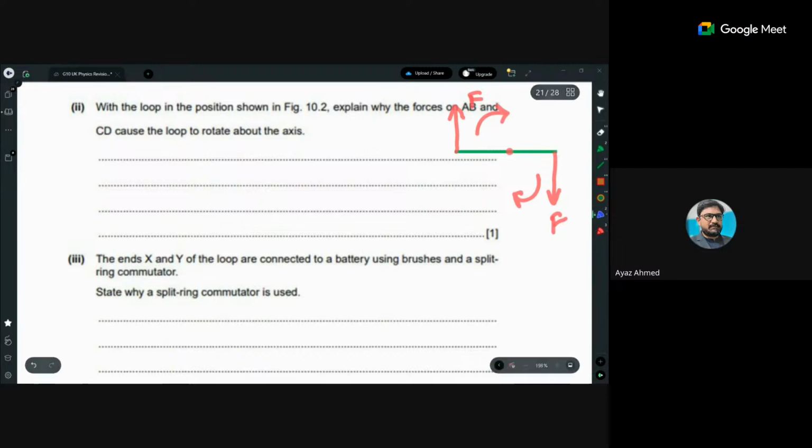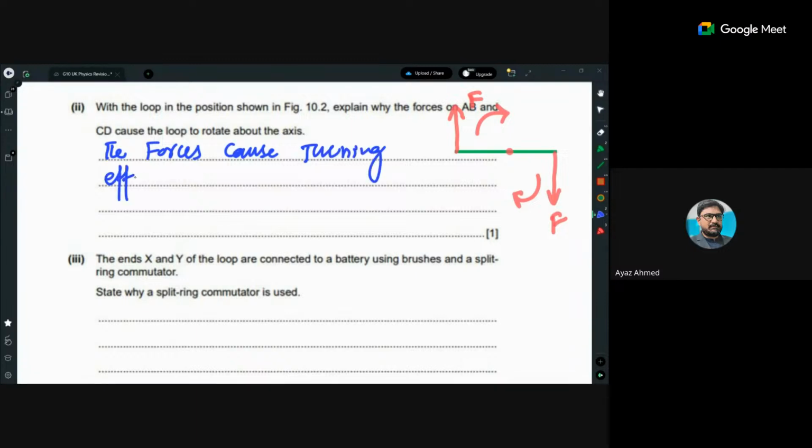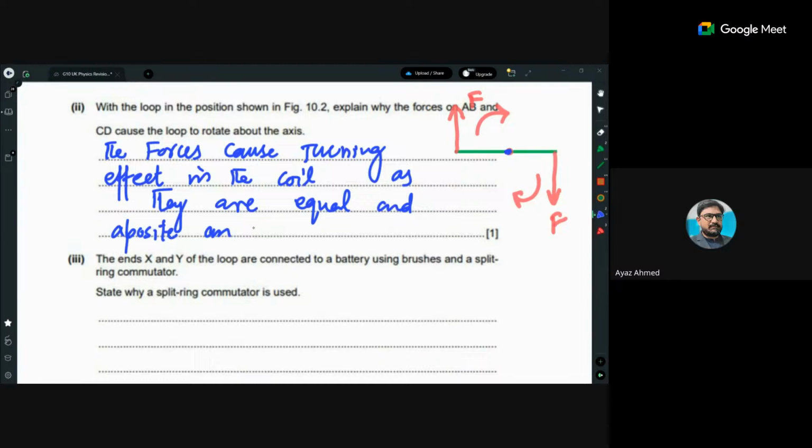So you will write, should I write? The forces cause a turning effect in the coil as they are equal and opposite in direction and acting across the pivot. Got it? Got it. Is it clear, beta?